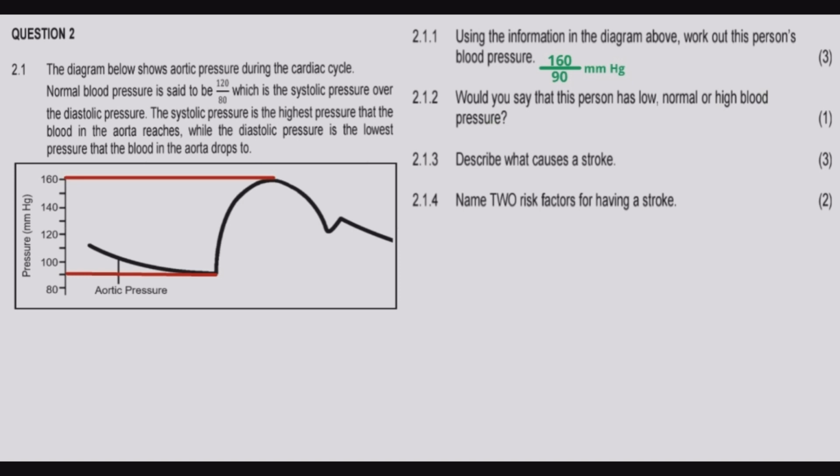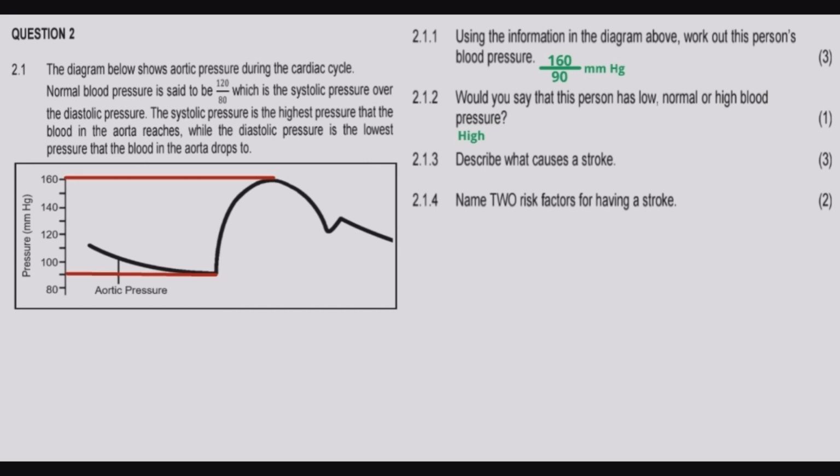We are told that the normal blood pressure is 120/80. So now we can see that it is 160, and the diastolic is 90, which is also higher than 80. So this person has higher blood pressure. He has higher blood pressure. Okay, we come to question number 2.1.3. Describe what causes stroke.